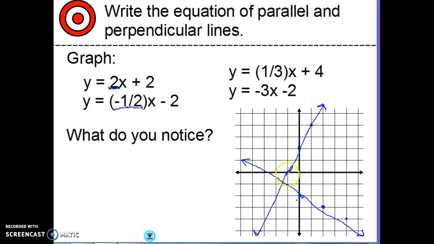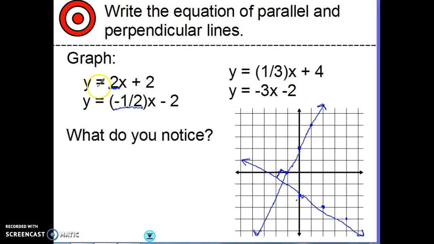Go ahead and turn your head to the side. Look at this angle here. You might notice it looks very close to a 90-degree angle, and in fact it is. If I were to actually draw these lines nice and straight, you would see that these meet at exactly a right angle, which means that they are perpendicular.